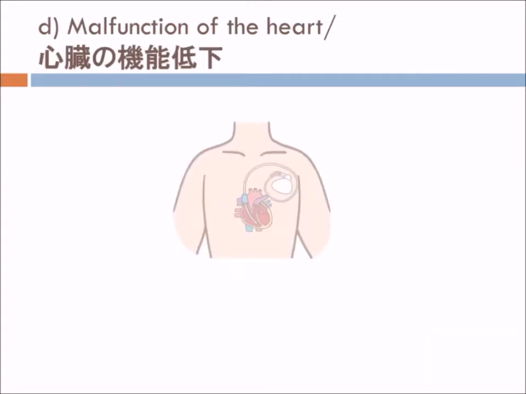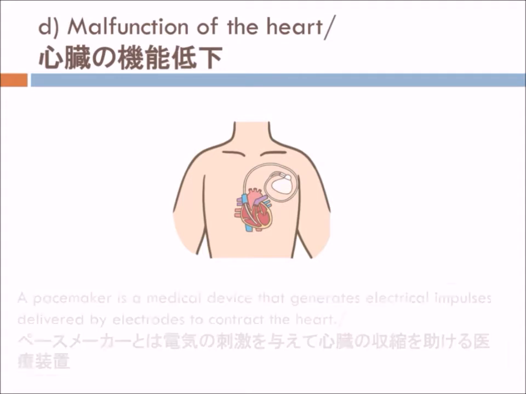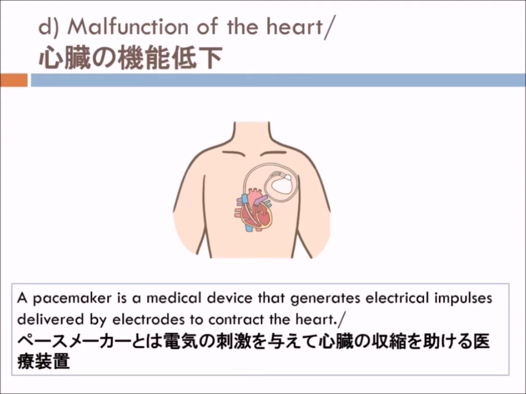Malfunction of the heart. The heart is unable to pump blood to the entire body. Some of the users may have a pacemaker implanted in their chest due to the problem with pulse. A pacemaker is a medical device that generates electrical impulses delivered by electrodes to contract the heart.